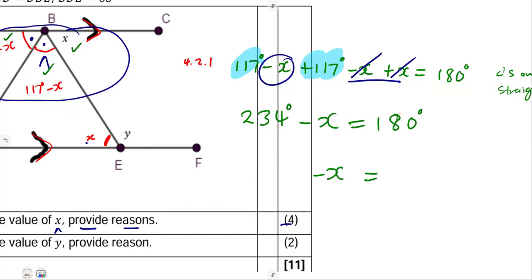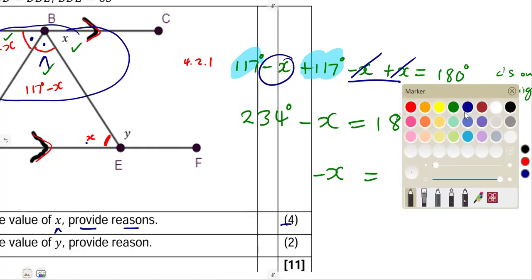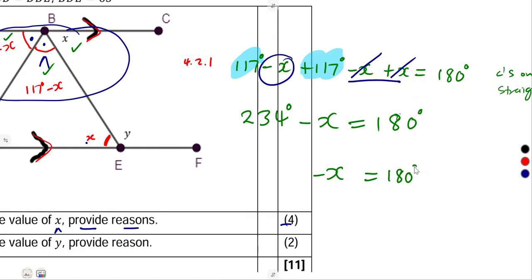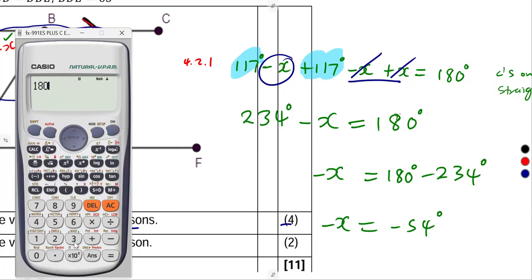The moment it jumps the equal sign, it changes the sign. So it's going to be 180 minus 234. Okay, so that's it. Minus x is equal to the difference. That's negative 54. 180 minus 234 is negative 54. So this is negative x.